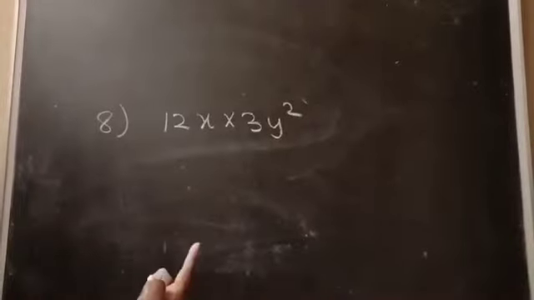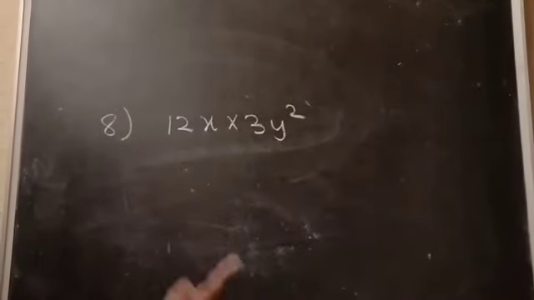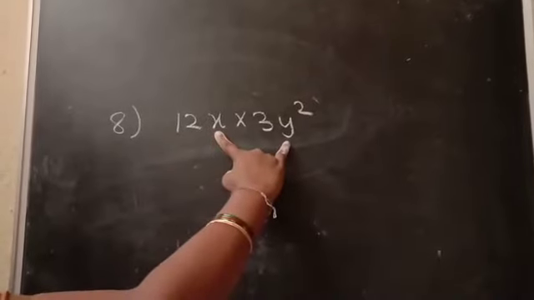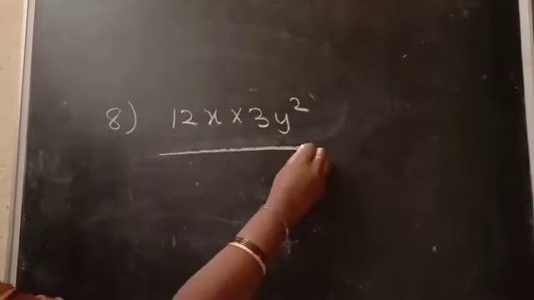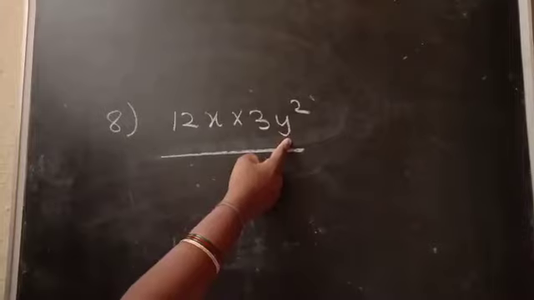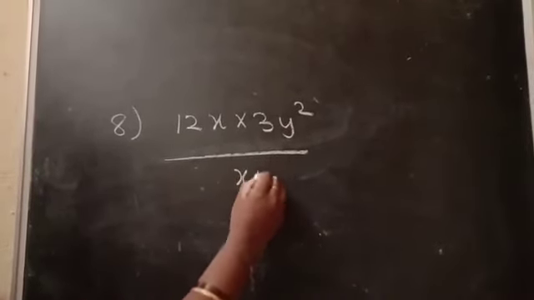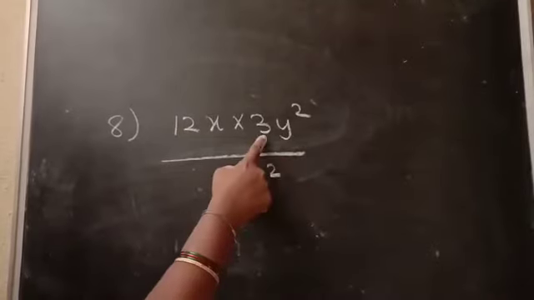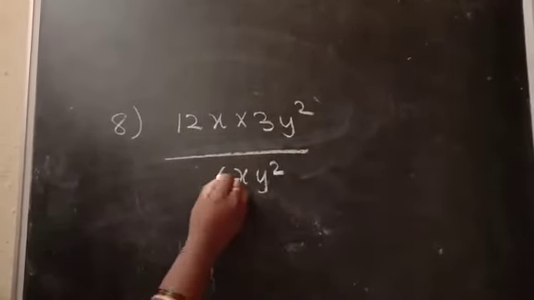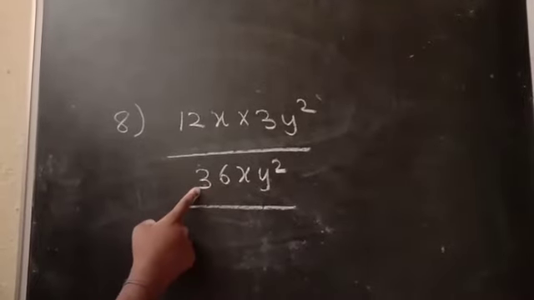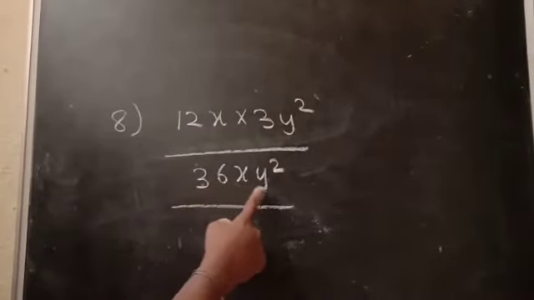In the previous example, we saw same variables. In this example, we are going to multiply different variables. So different variables, we cannot multiply the powers. So x into y square will get xy square. Then 3 2s are 6. 1 3s are 3. So our answer is positive 36xy square.